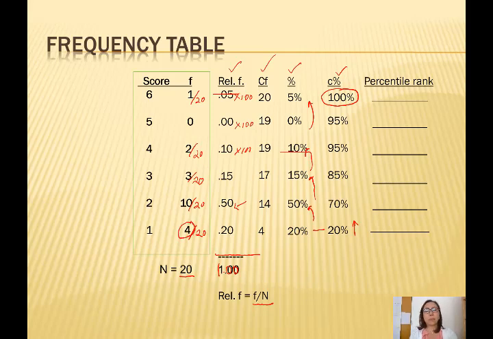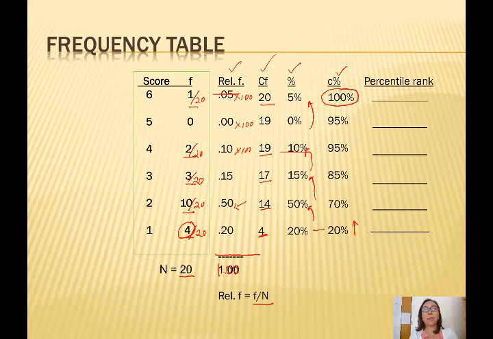For the score 1, frequency is 4, so we're going to start with 4. And then we're adding 10 more students, which makes it 14. Adding 3 more students to that makes it 17. 2 more, which makes it 19. And then 1 more, which makes it 20.